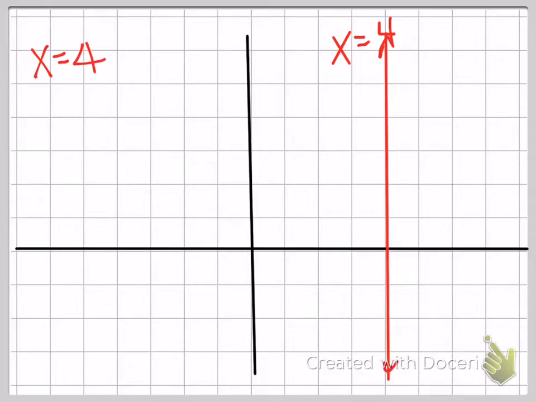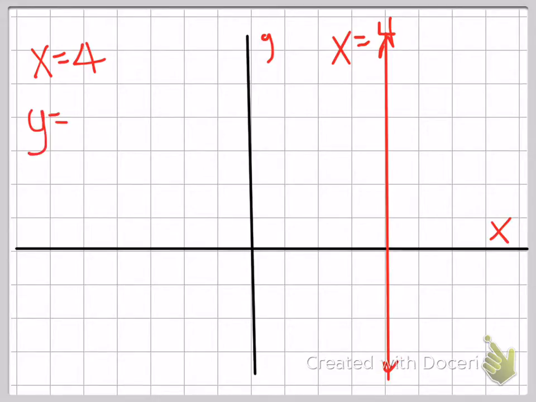Okay, Austin, you are correct that x is the horizontal axis. But since this only has x, that means we can only hit the x-axis. It will not hit the y. We got to draw it parallel to the y.